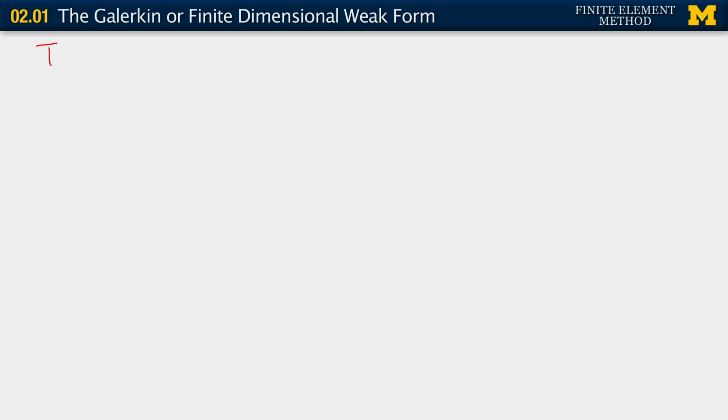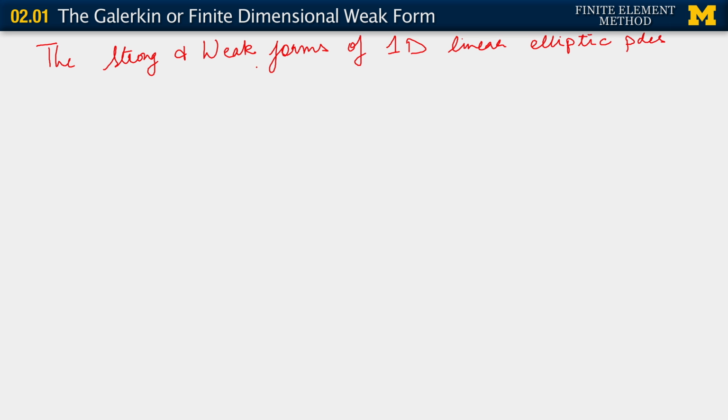And to get us started, I am just going to write out the strong form and the weak form and use that as a point of departure. Okay? So, the strong and weak forms of 1D linear elliptic PDEs. Okay? That's where we're going to start off today.